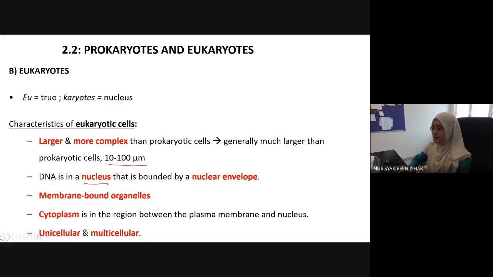So the nucleus, as you know, has a membrane. The membrane of the nucleus we call the nuclear envelope. The nuclear envelope is a double membrane, consisting of inner and outer membrane.